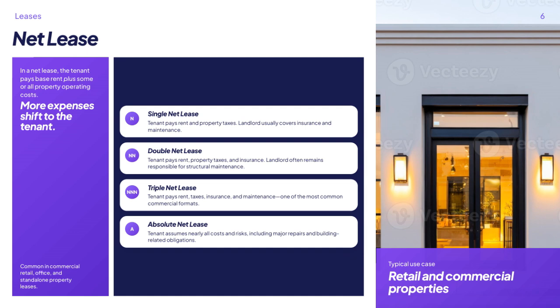Next is the double net lease, or NN. In this type, the tenant is responsible for rent, property taxes, and insurance, while the landlord usually takes care of structural maintenance.